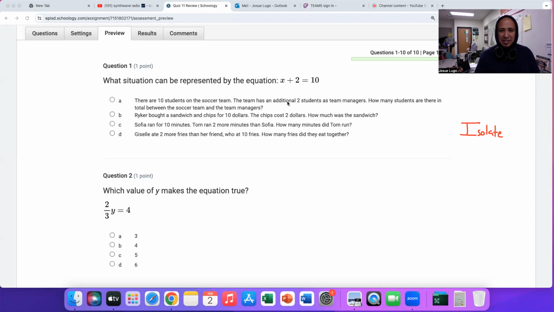The team has an additional 2 students as managers. How many students are there in total in the soccer team and the managers? Now, are we adding 2 and 10 here? No. And so that's clearly not the answer.